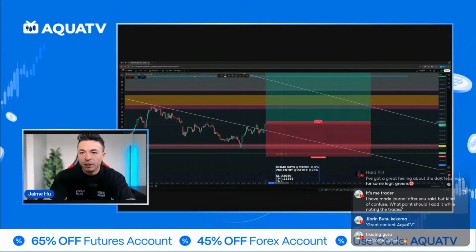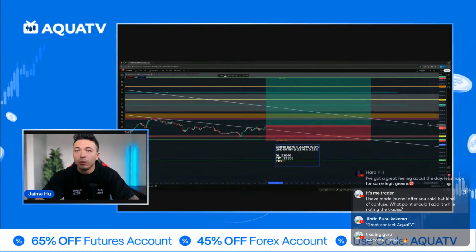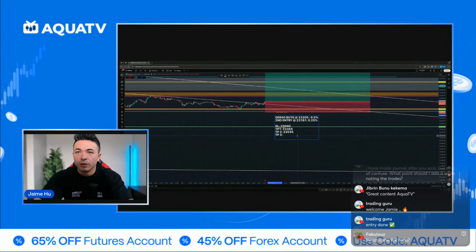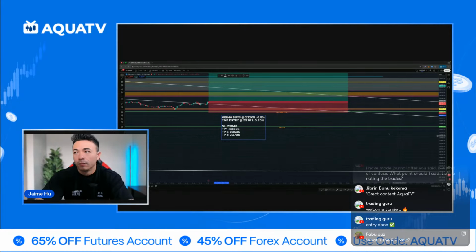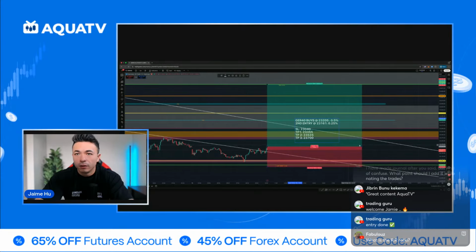TP2, we'll probably have two TPs because it's quite a big move. TP2, I'll probably look at the top at this point, 23,535, and then TP3, we'll be looking at 23,700. So let's see how this trade plays out.